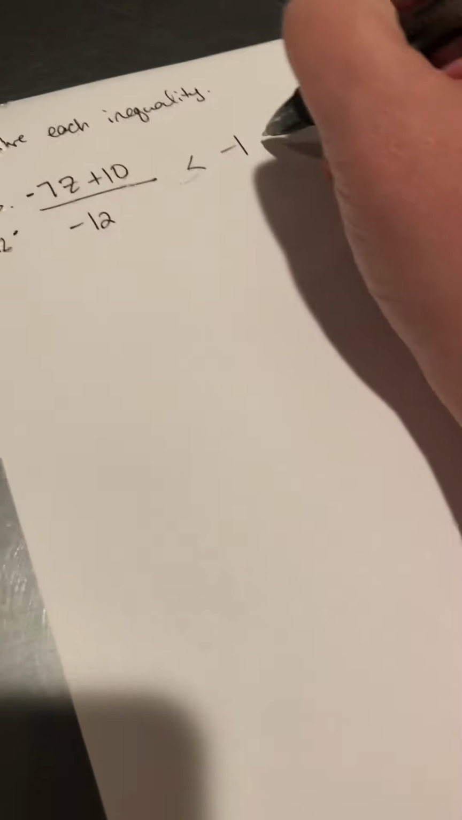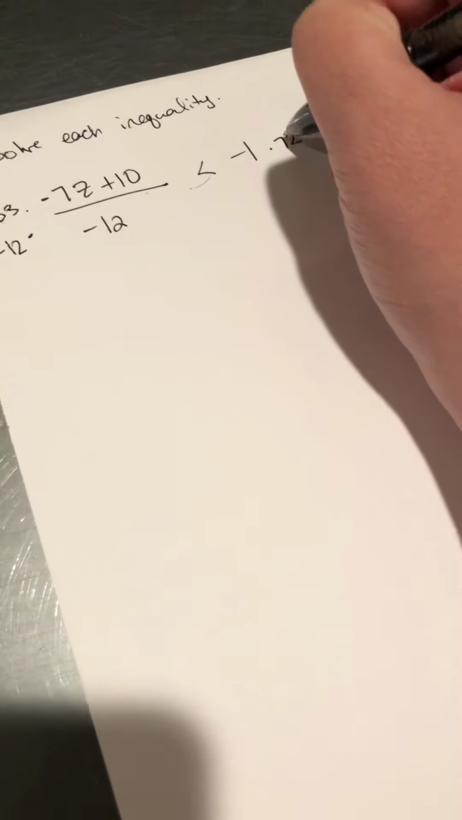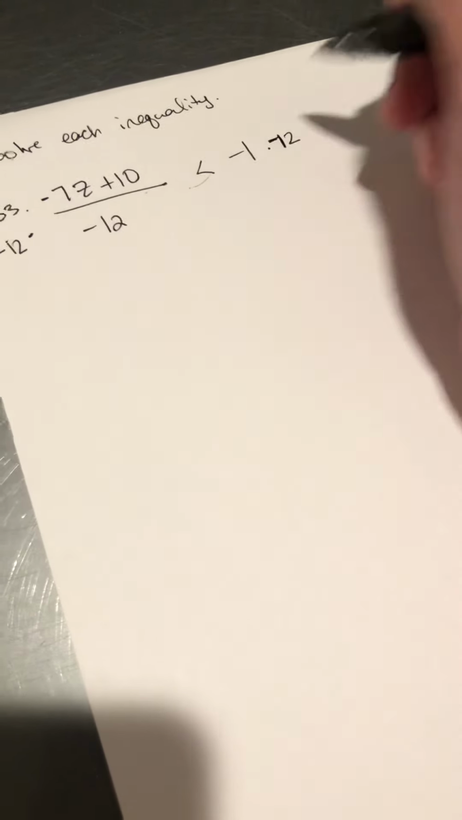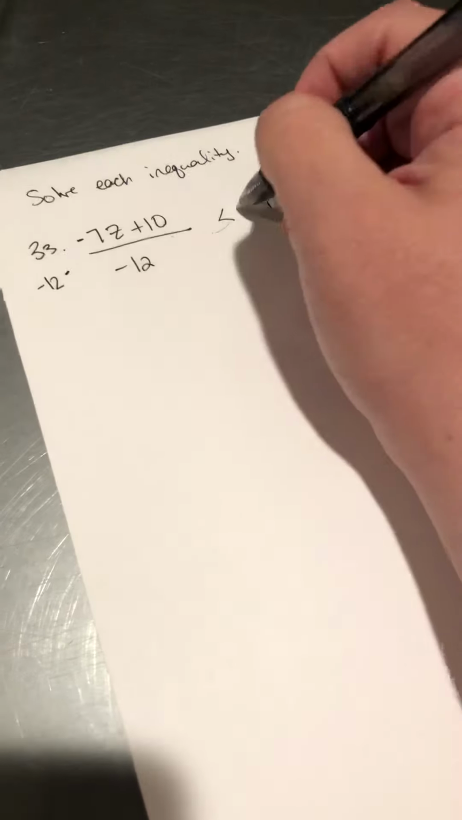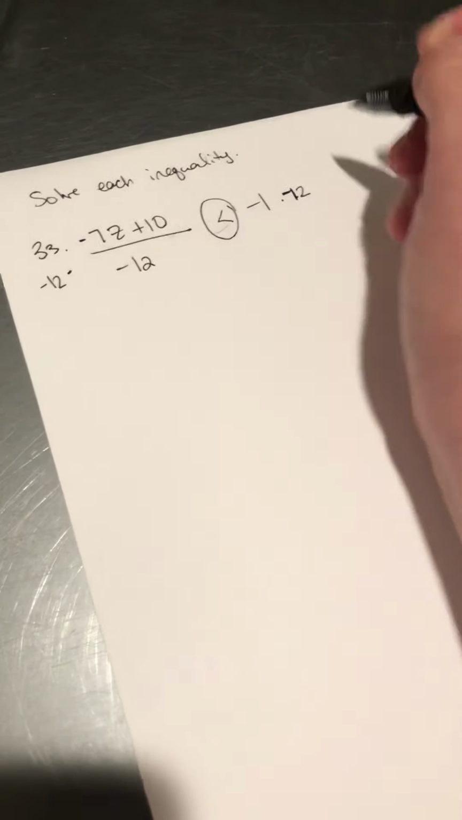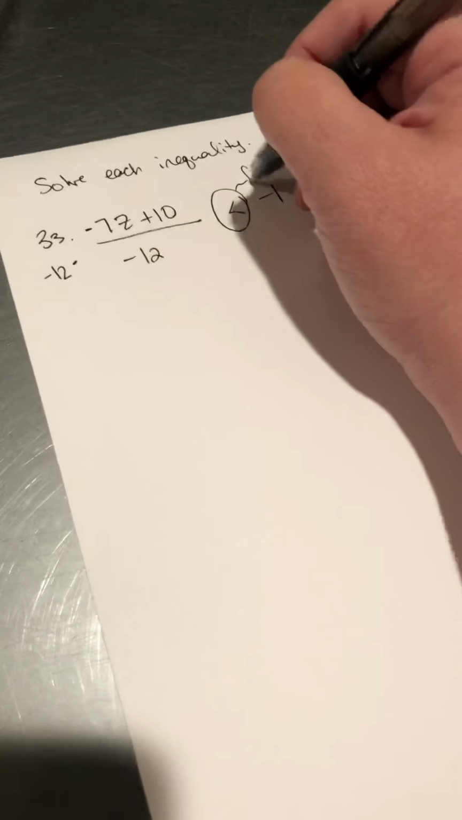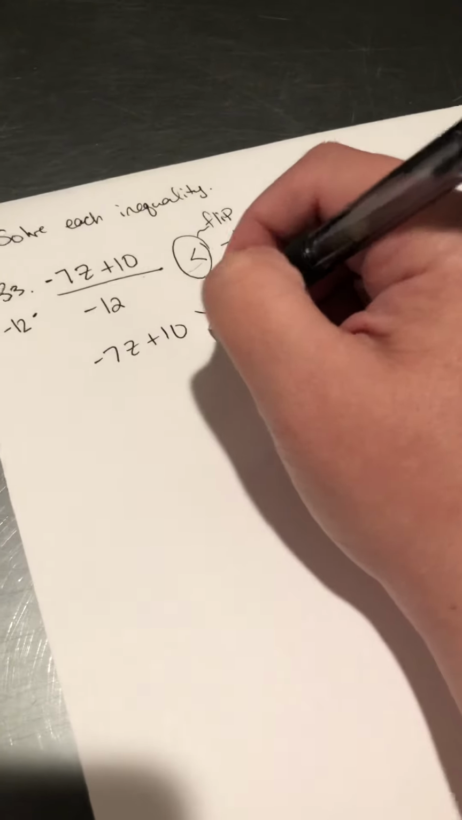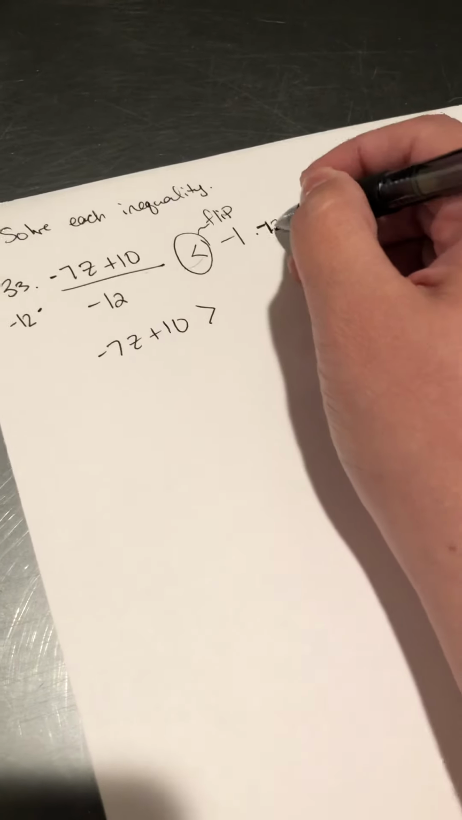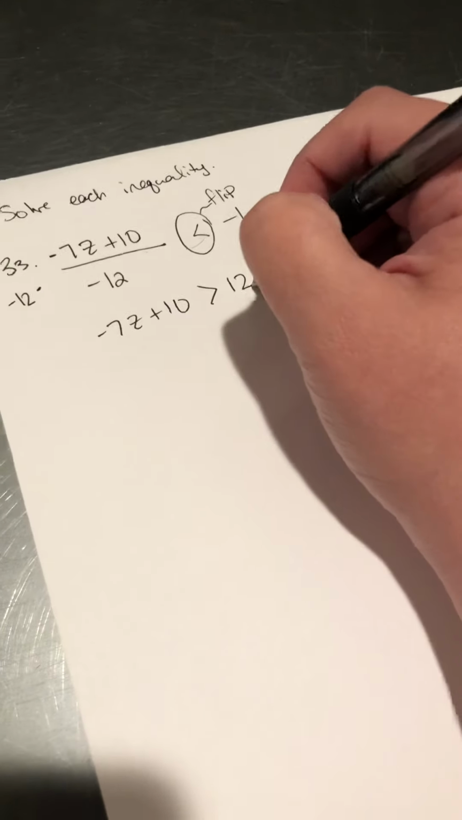To get rid of this division, I'm going to multiply both sides by negative 12. And since I multiplied by a negative, I have to flip this. So I'll have negative 7z plus 10 is now greater than negative 1 times negative 12, which is positive 12.